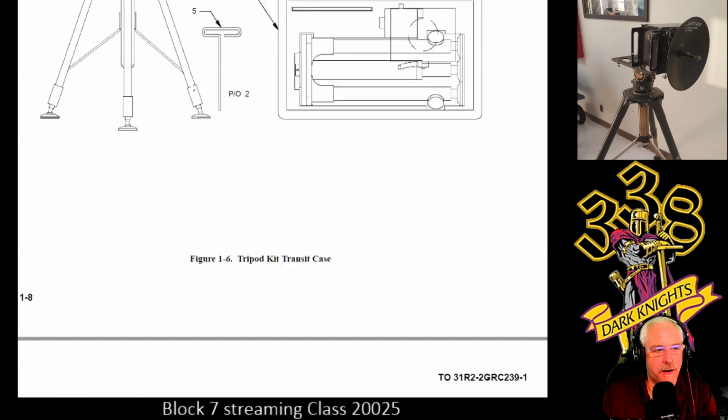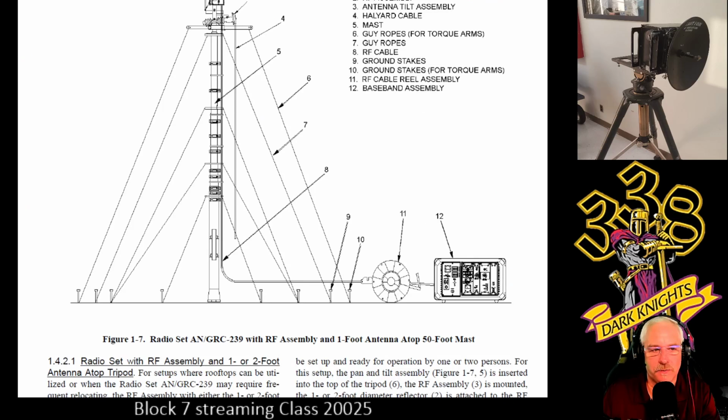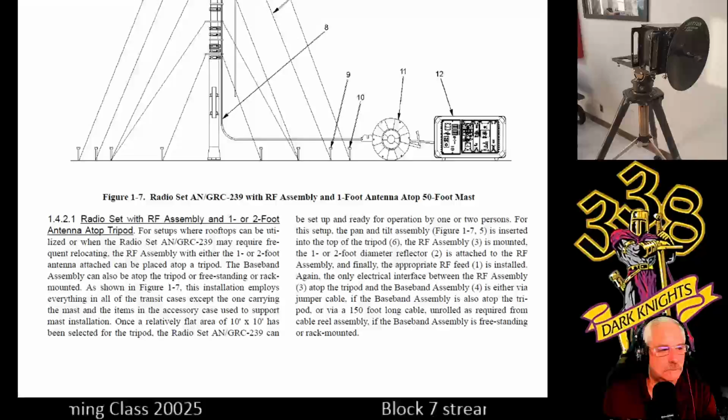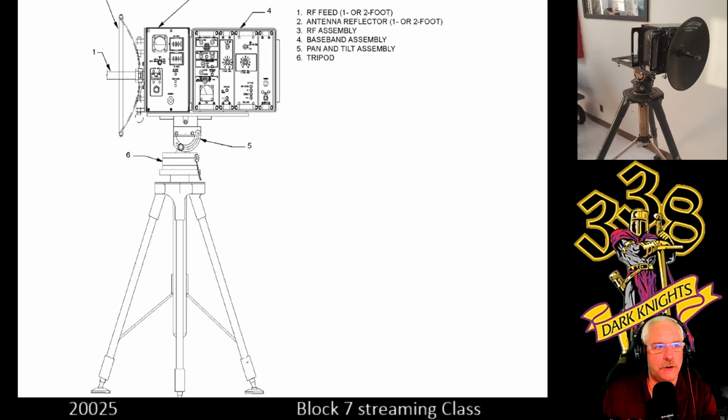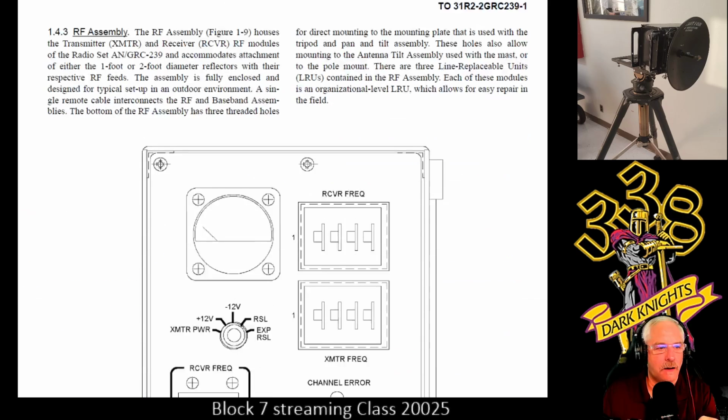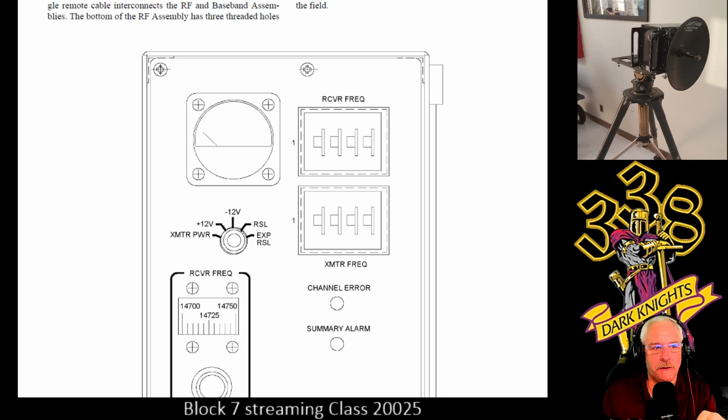And of course, the tripod. There is a tripod case with the pan head tilt assembly along with the pan. You'll see number 11 in this particular picture. That's your 150-foot cable. And this just gives you a picture of what it's going to look like when you have both the baseband and the RF assembly. It is connected with a 2-foot cable. This is what the RF assembly looks like.